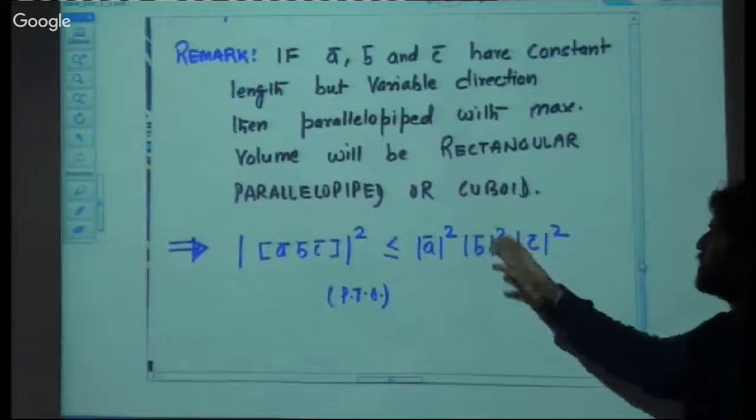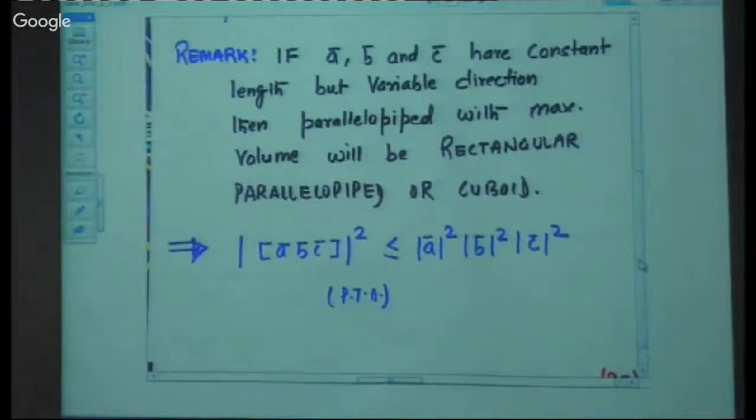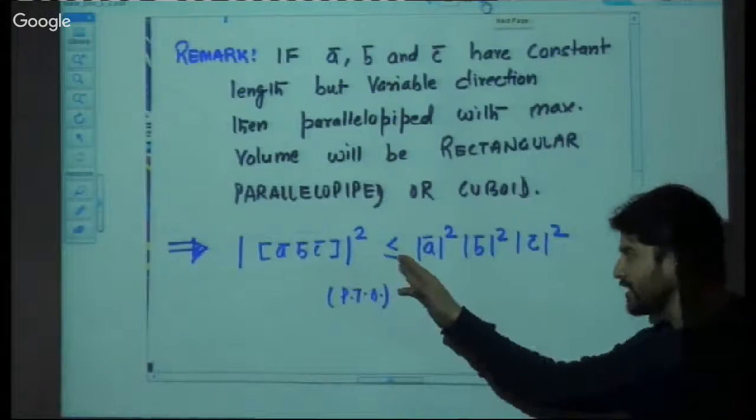So the remark is, if A, B, and C have constant length but variable directions, then the parallelepiped with maximum volume will be the rectangular parallelepiped or cuboid. So I can say this is less than or equal to this.